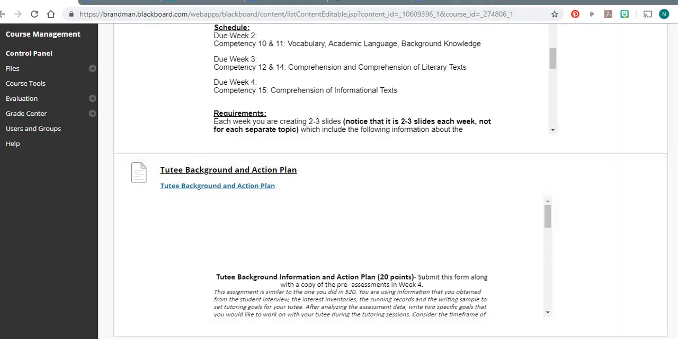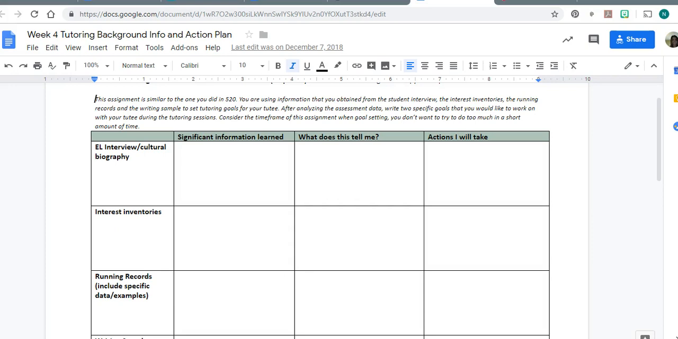Many of you who were in 520, which is I think most of you, did this in 520. It's very similar, just a little different. Obviously the assessment data is different. So this time, what did you learn from starting that EL interview process with them? What have you learned about their culture, about their feelings about English, about learning English, their understanding of where they fit here? Okay, what did you learn about that? What does it tell you? And then how will this impact your tutoring? So the actions you will take.